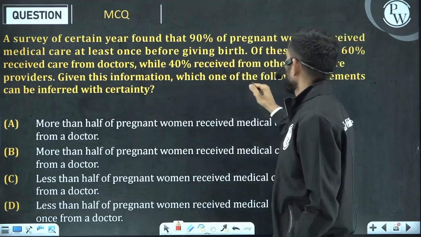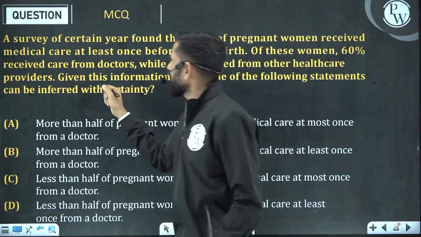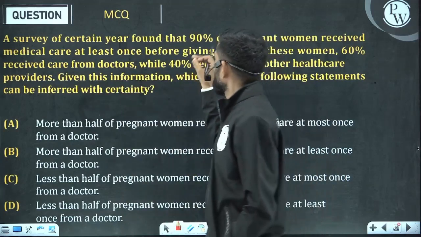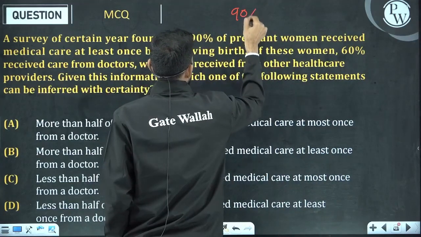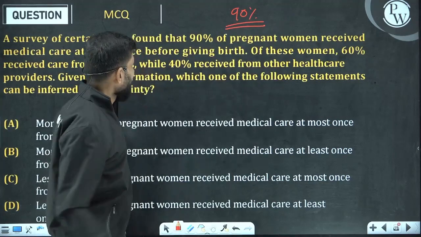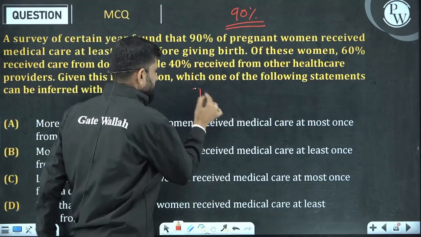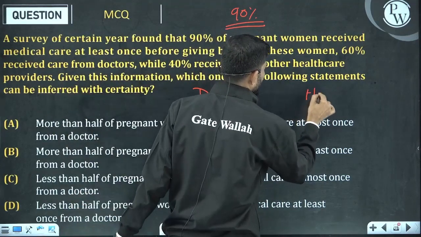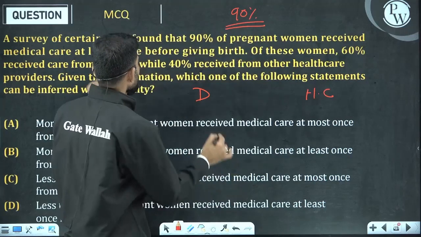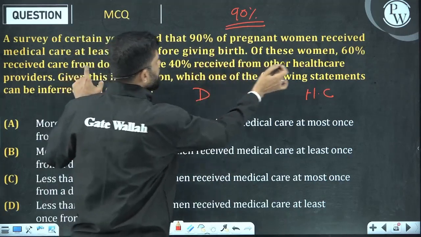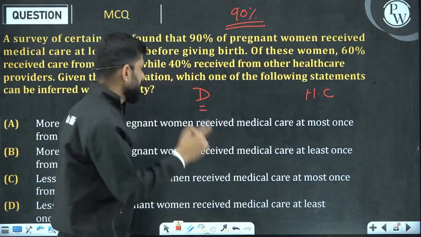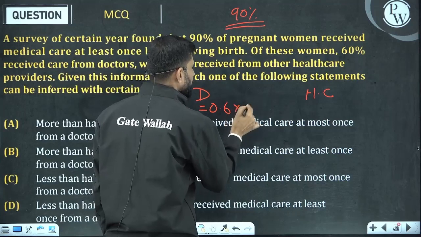Given this information, which one of the following statements can be inferred with certainty? Before going for the options, let us derive first. 90% of the women take medical care before giving birth. Out of these, doctors and other healthcare providers. Doctors I am mentioning as D, healthcare provider as HC. Now, out of these, 60% receive from the doctors. 60% of what? 60% of 90%. So, can I say 0.6 into 0.9?